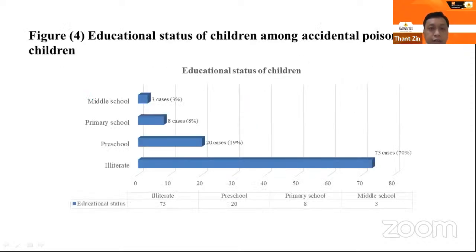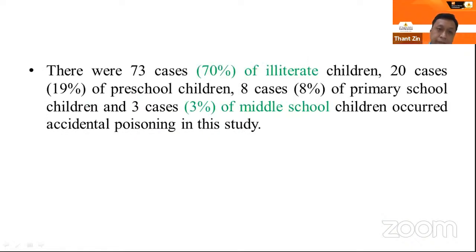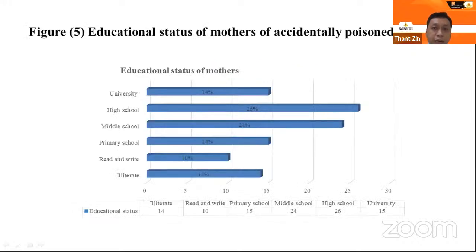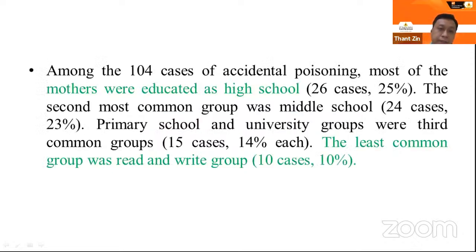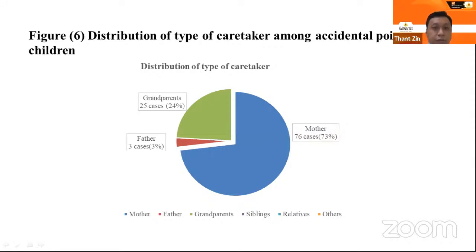Regarding the educational status of the children, most cases were illiterate children, which is 73 cases represented as 70%, and the least common were middle school children, represented as only 3%. Regarding the educational status of mother, the most common group was high school mothers, represented as 25%, and the second most common was middle school mothers, which is 23%. The least common is read and write only, represented as only 10%. Regarding the distribution of type of the caretaker, mother is the most common caretaker, represented as 73%. The second most common is grandparents, about 24%. And father is the least common group, represented as only 3%.